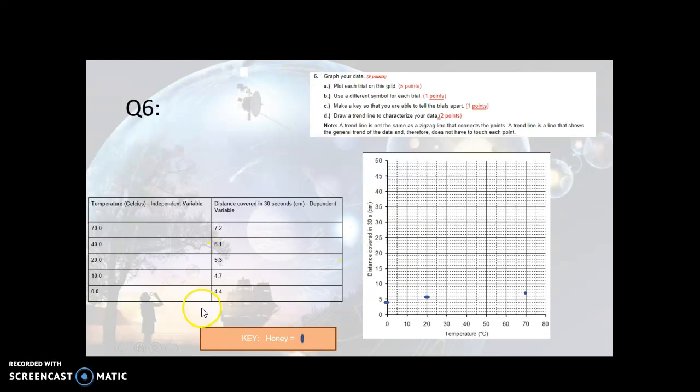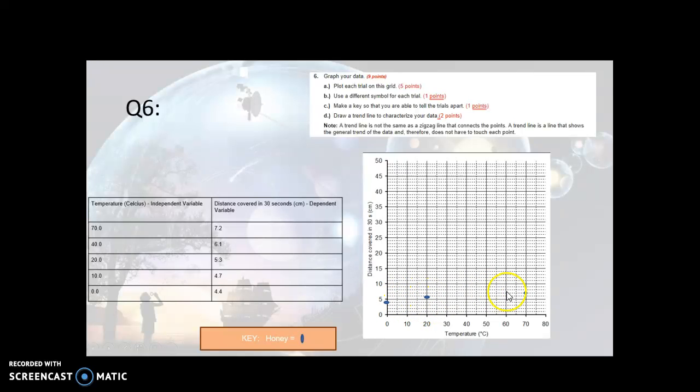Here is some of the information I started to work on. Many of you lost points right here. It says make a key. In this case, we have honey equals whatever shape you use. And you'll see that I didn't put all the data points in, but I did put some of them in.